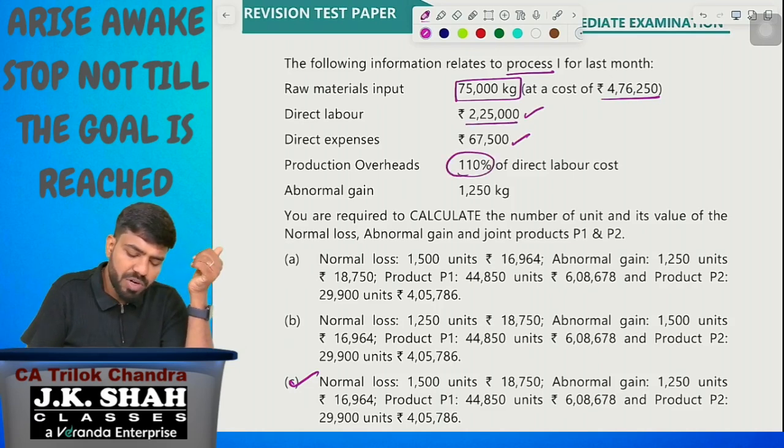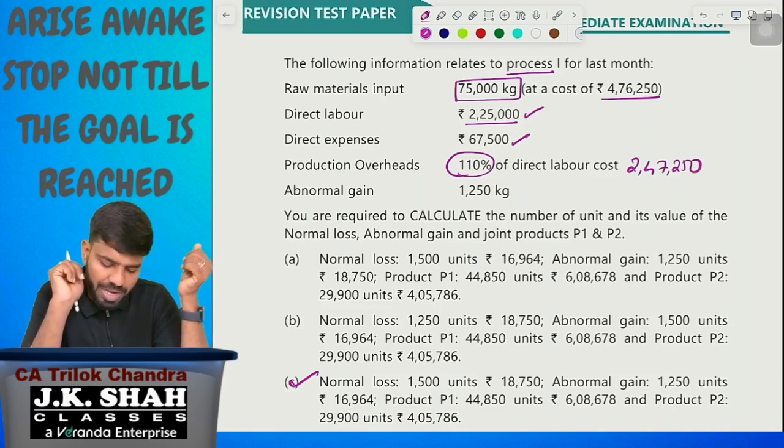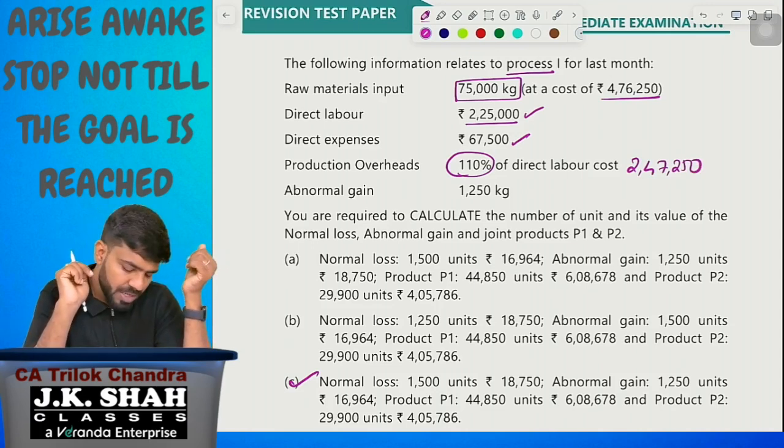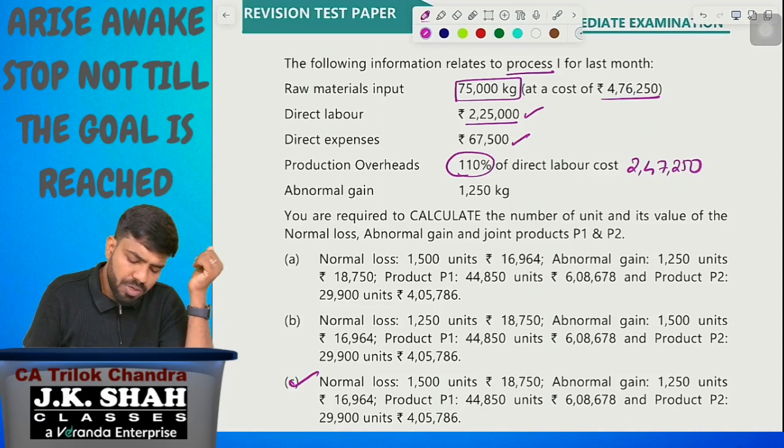Production overhead is 110% of the labor cost. That is 2,25,000 into 110%, you will get 2,47,250. Next, abnormal gain 1,250 kgs.